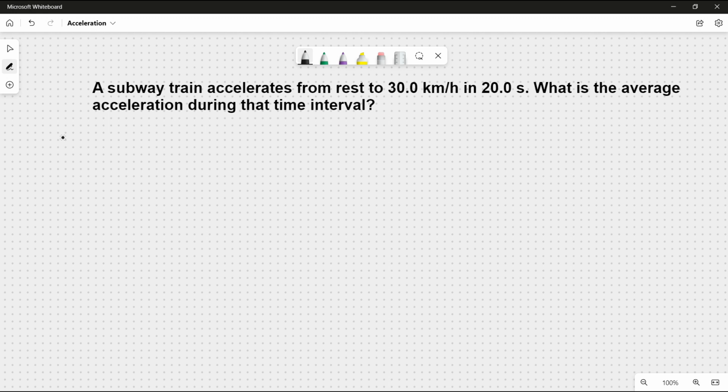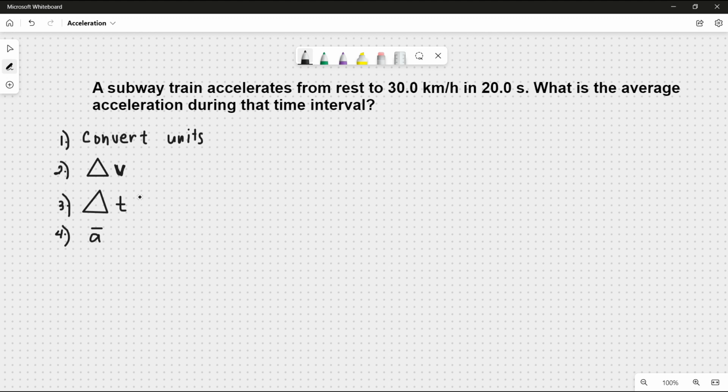So this problem involves 4 steps. First, we need to convert the units to meters and seconds. Second, we need to determine the change in velocity. Next, to determine the change in time. And lastly, to use these values to calculate the average acceleration.